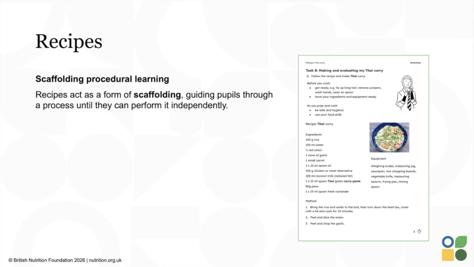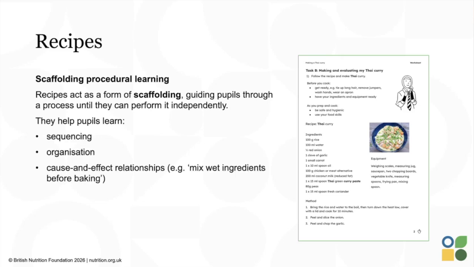So why have we got these? So again, it's around scaffolding, particularly on here. So it's a form of scaffolding, getting pupils through a process that hopefully they can perform independently. And by doing this, they're going to be learning sequencing, organization, that cause and effect type thing. So wet ingredients before baking, very simple food science.